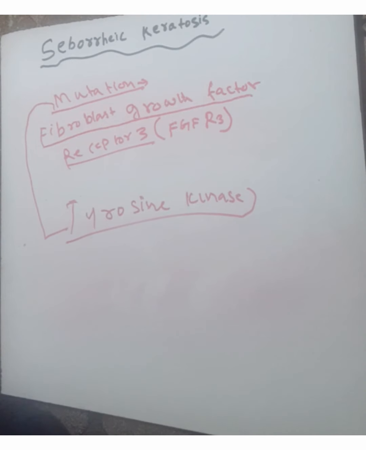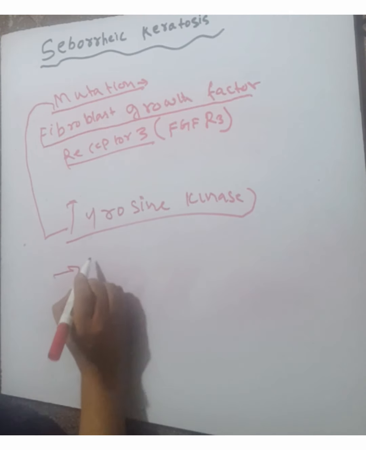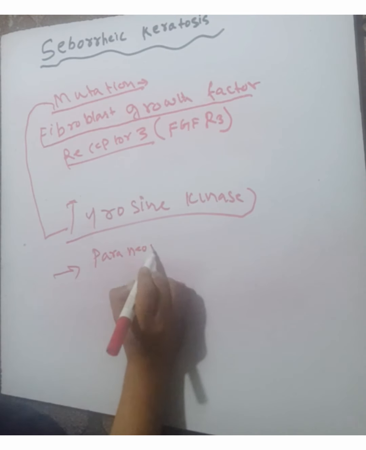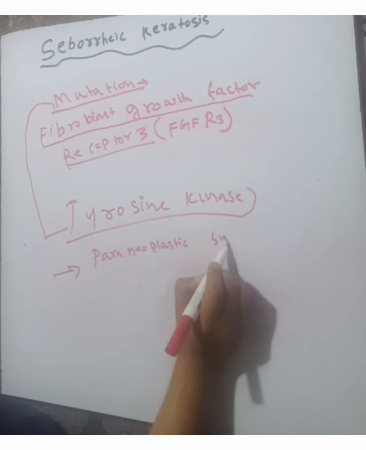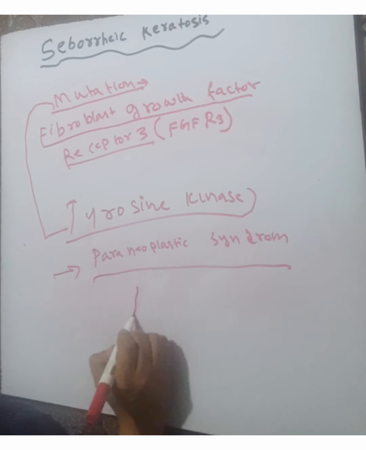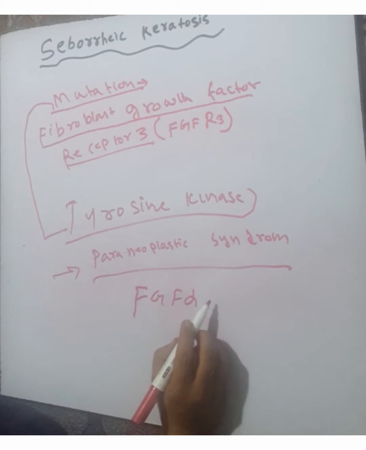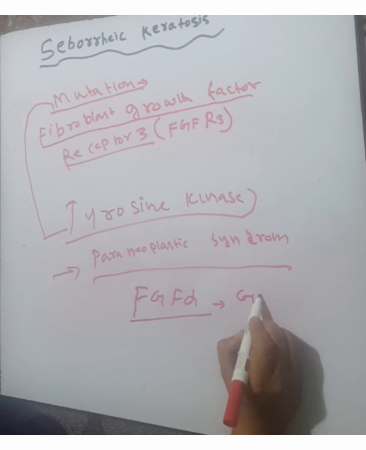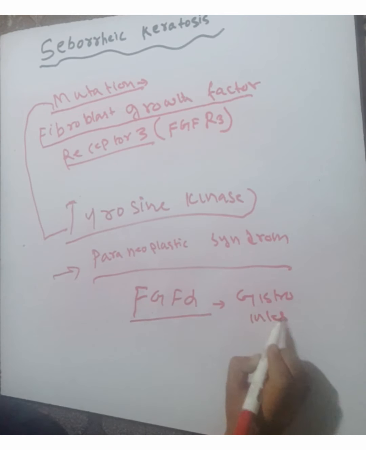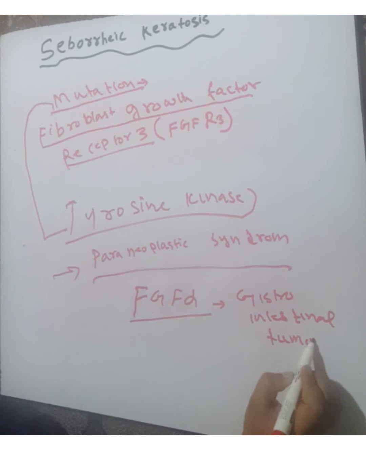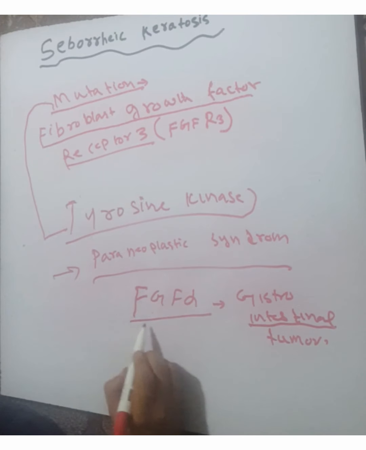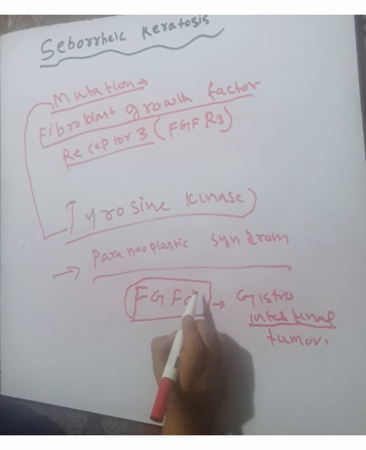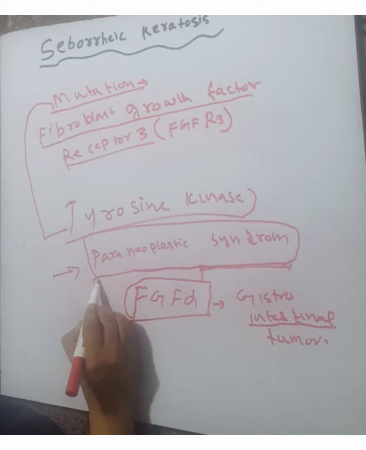Seborrheic keratosis may be a part of paraneoplastic syndrome. In paraneoplastic syndrome, there is activation of transforming growth factor alpha, which is produced due to gastrointestinal tumors. This growth factor causes the paraneoplastic syndrome, which may cause seborrheic keratosis.